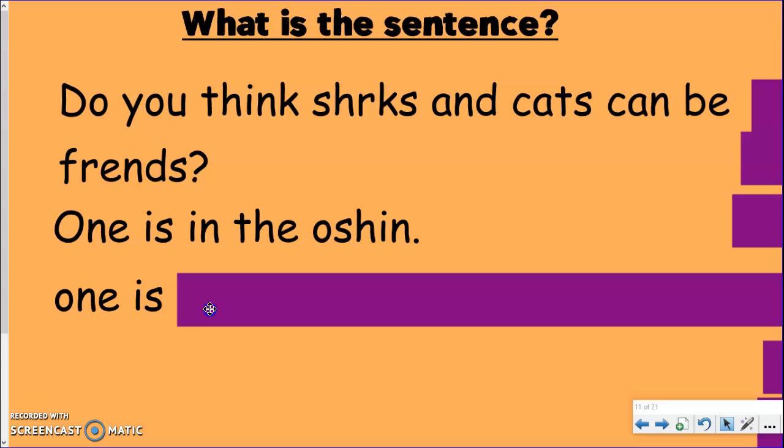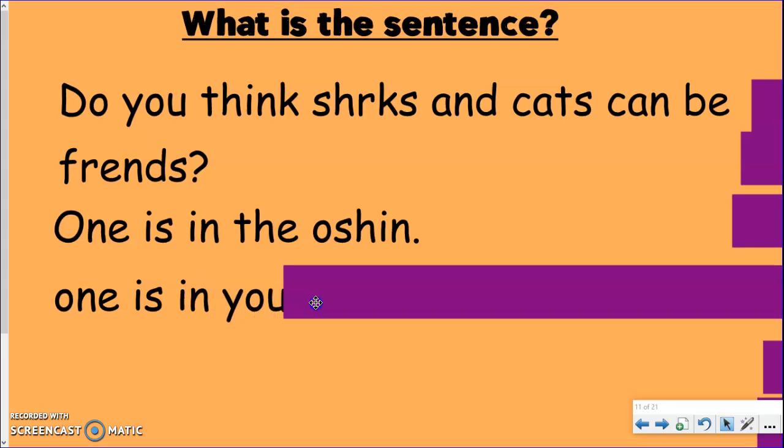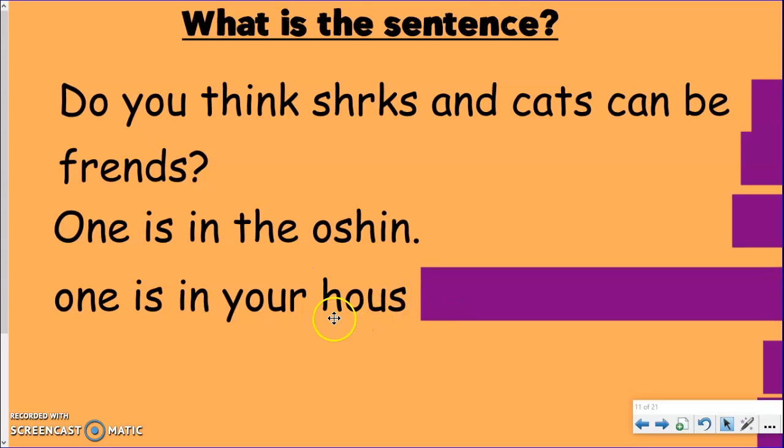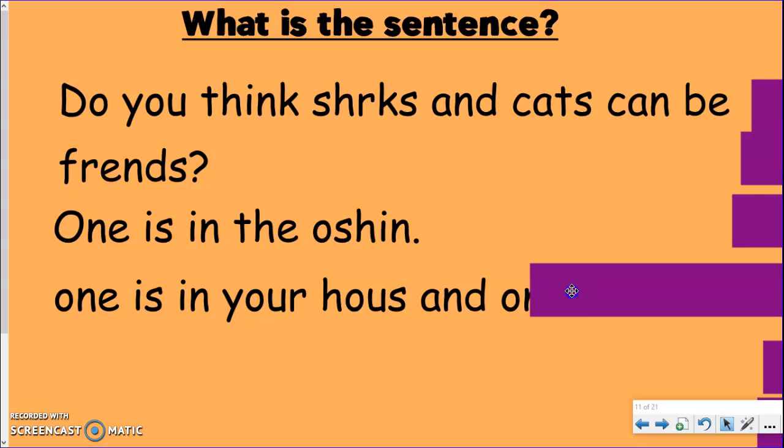One is in your. O-U says ow. So we're going to say ouse. House. One is in your house and on. A-N says an. On land. One is in your house and on land.